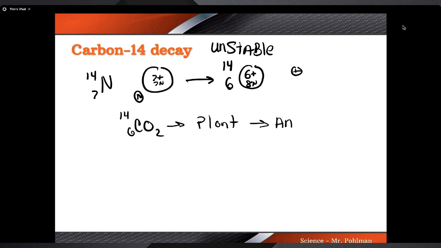Plants are eaten by animals. You consume them. And the thing is, the amount of that radioactive carbon stays constant throughout: the time in the atmosphere, the time in the plant, the time in the animals. The amount that's being produced and the amount that's breaking down is consistent.